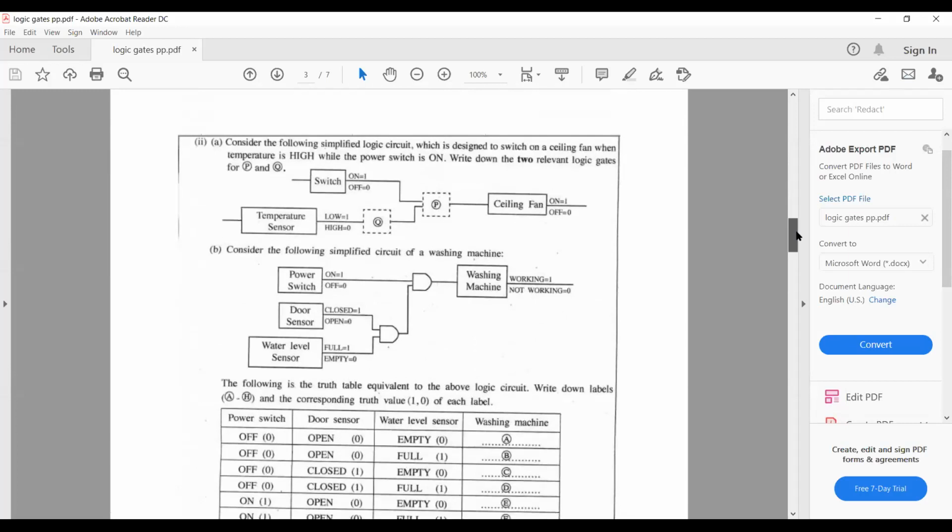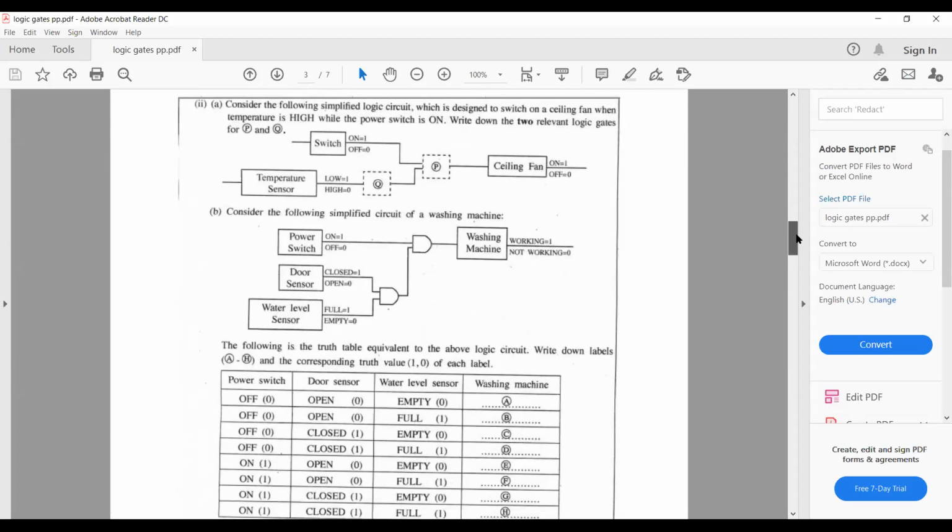Okay, this is also kind of a structure part. Okay, try to do that.